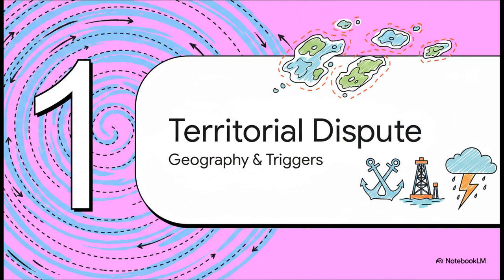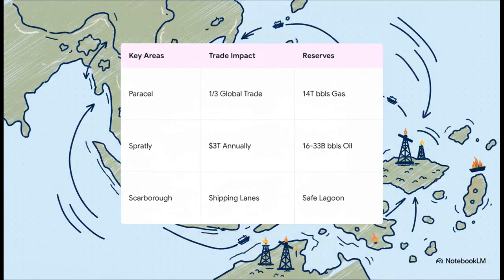Starting with Section 1, the core territorial dispute, looking specifically at the geography and the triggers. So what are we actually dealing with here? We're looking at a 3 million square kilometer region that acts as a massive global economic choke point. To put that into perspective, literally 1/3 of all global maritime shipping passes right through these waters. That's $3 trillion in trade every single year.